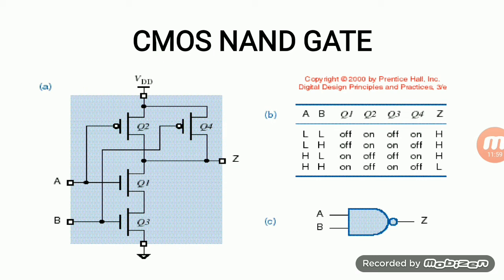The inputs A and B are connected to the same gates. Whenever AB equals 0 0, Q2 and Q4 will be on, because PMOS transistors are on whenever inputs become 0, so the output becomes 1. Whenever AB equals 1 1, Q2 and Q4 will be off, and Q1 and Q3 will be on. So the pull-up is off and the pull-down is on. Pull-down on means the output becomes 0. That is the complete operation of the NAND gate.